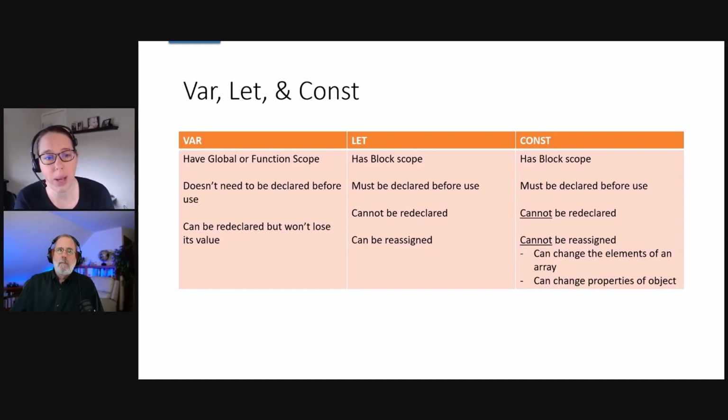What's interesting about const is that it can't be reassigned, but the items within it, depending on what it is, can be. So if you've declared a const variable that's an array, then you can change the elements inside of the array. And the same with objects. So if the const variable that you defined is an object of some sort, you can change the properties inside of the object. That kind of makes sense.